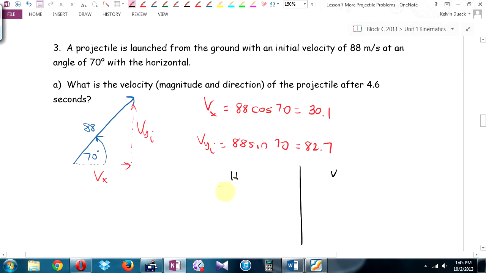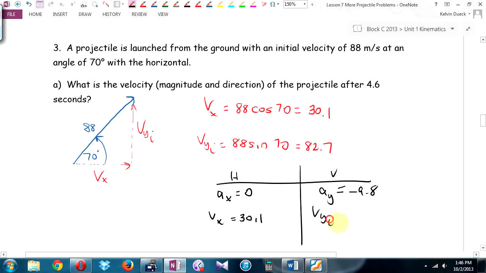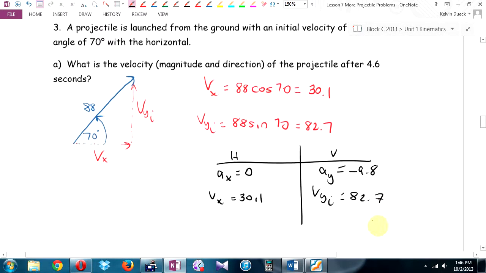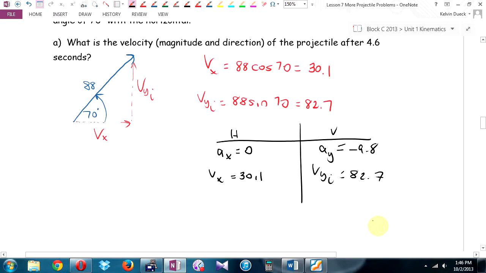And you were correct, Michael, but not yet. Because I think I want to remind myself that that's 0, so Vx is 30.1. That's negative 9.8. I know one more thing that I can write under both these columns, actually. What is the time? 4.6 seconds.